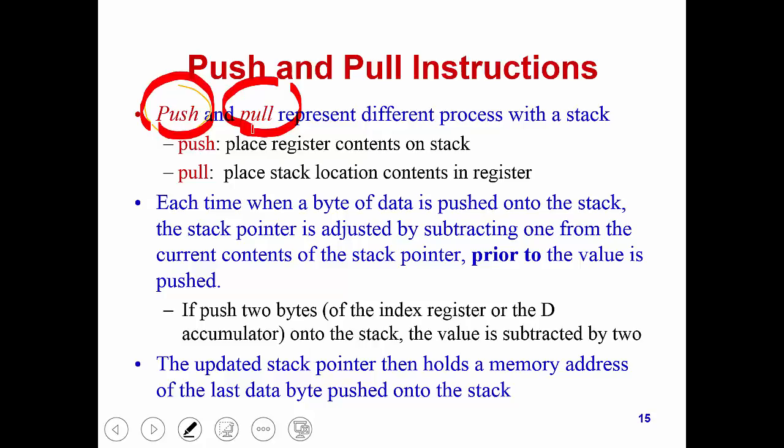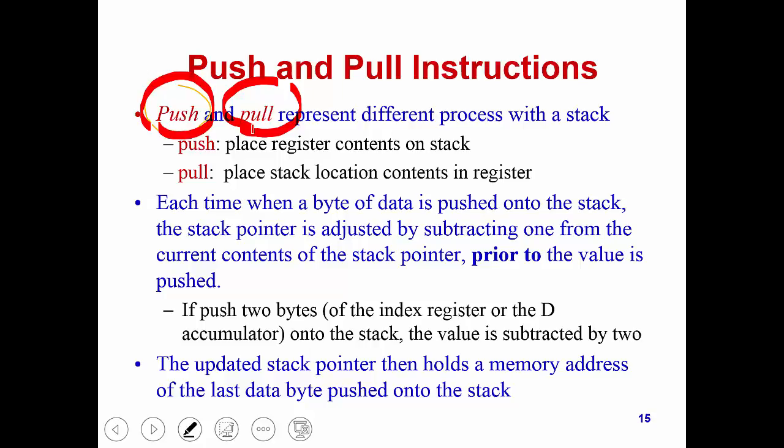Push is to place register contents on the stack, or we simply call it placing the data value on the stack. That is where we need to do that when we call a subroutine, or when we are interrupted. Pull is the opposite operation. It places the value in the stack location into the register.